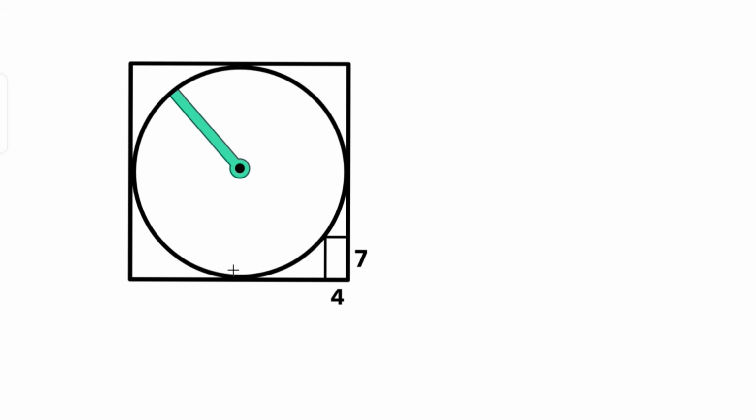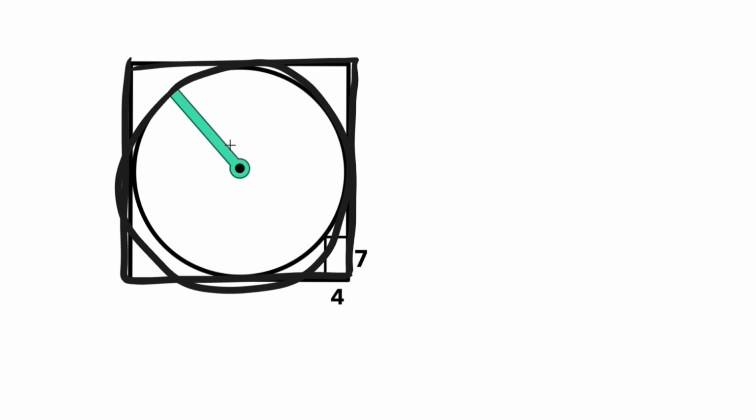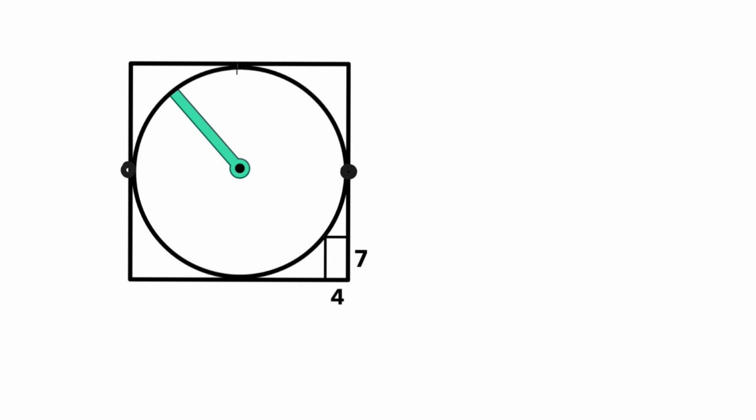So, let's work through this geometry problem carefully and see how we can find the radius of the circle. We have a square containing a circle, and the circle touches all four sides of the square. So the circle is tangent to the square on the left, right, top, and bottom.